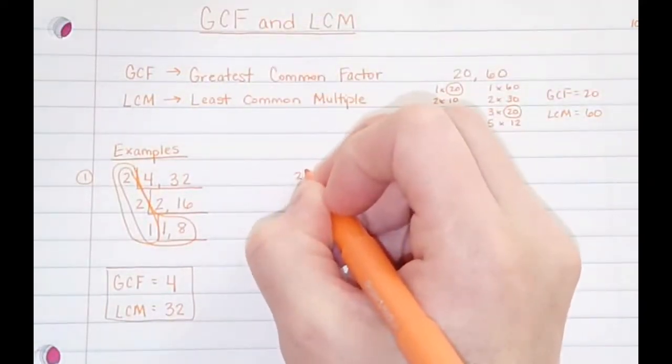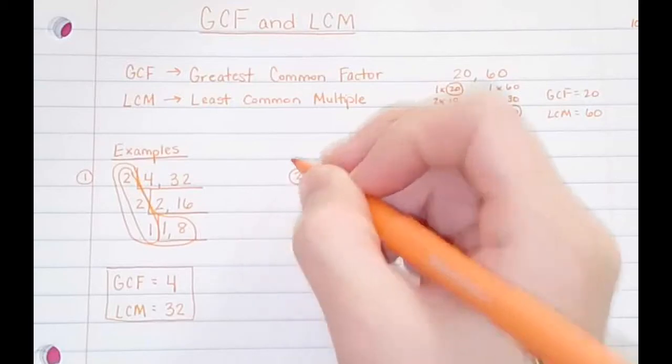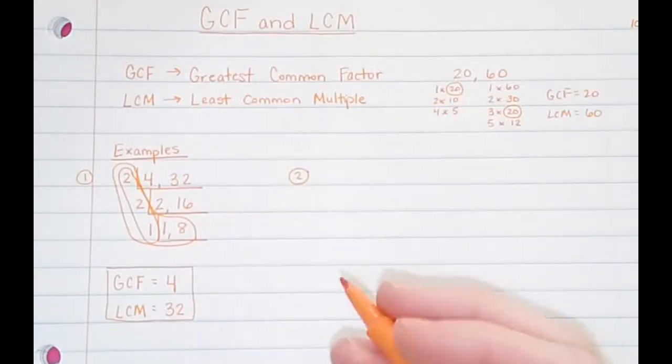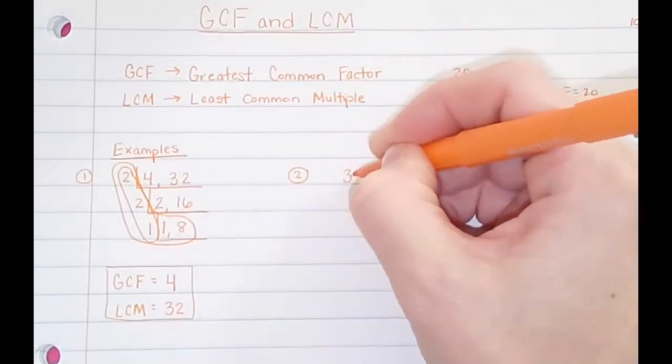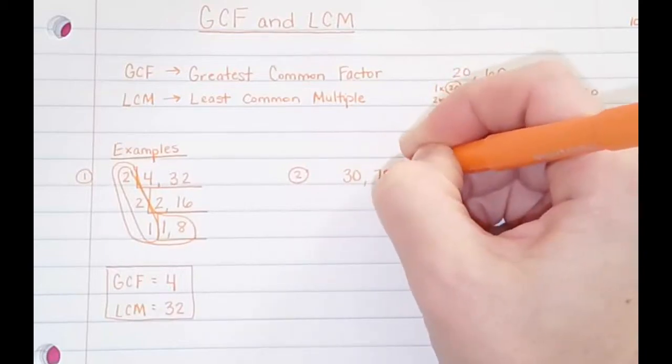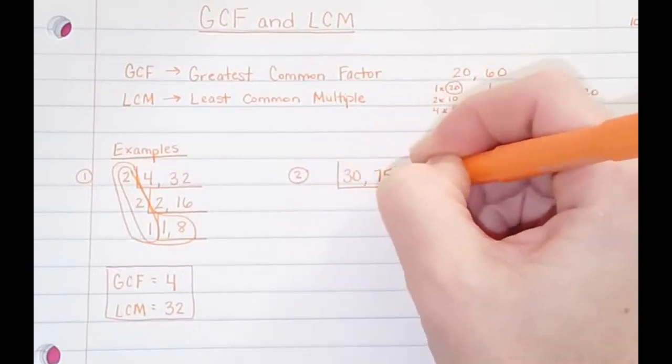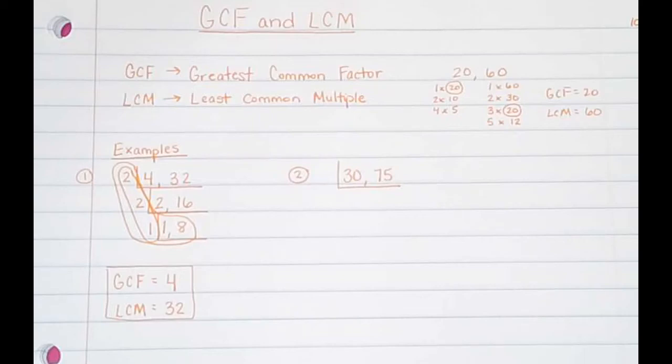Let's do 30 and 75. Okay? So remember, the first thing you ask yourself is, what is a number that goes into 30 and a number that goes into 75? It has to go into both of them. Okay? First thing I think of is 5.